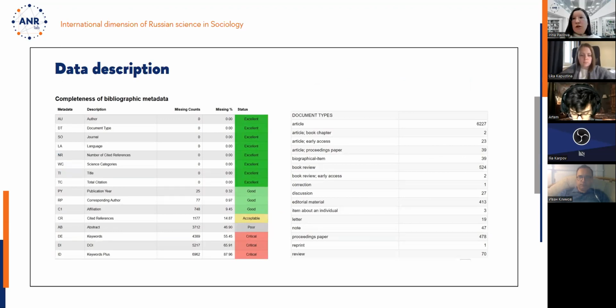The second question is about completeness of bibliographic metadata for the publications. We see that there may be some questions about cited references, but it is still acceptable. But when it comes to keywords and Keywords Plus and some additional metadata information, we see that there are up to 50% of information missing for the publications.